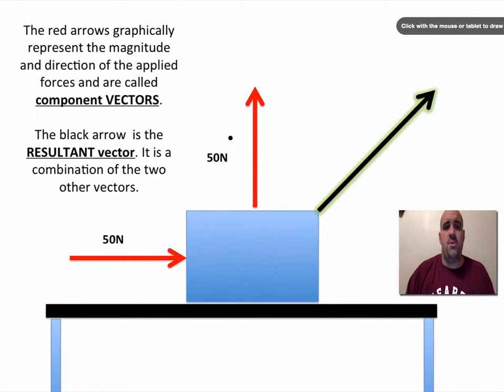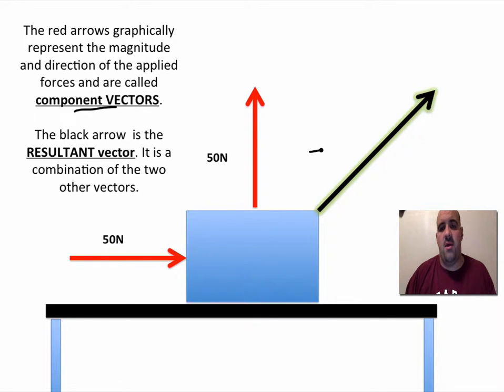And the red arrows represent component vectors. These red arrows are going to be component vectors. And when you add these two vectors together, they're going to equal a resultant vector. So this vector plus this vector is going to equal this vector. So these are component vectors.